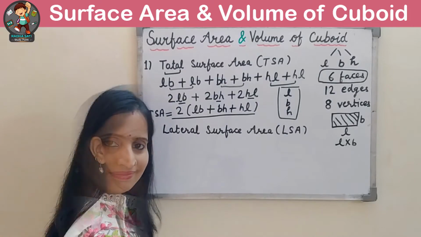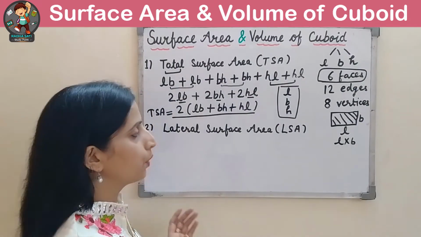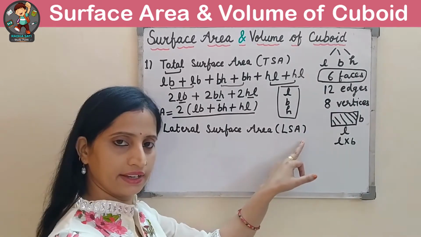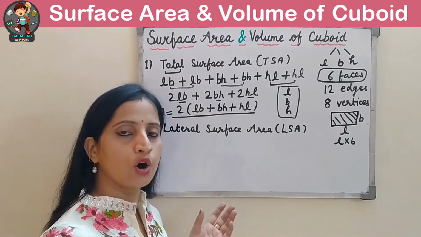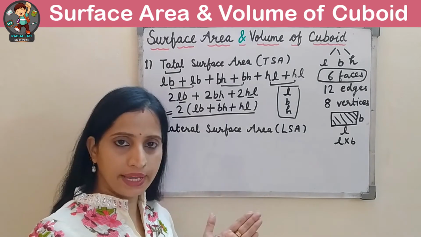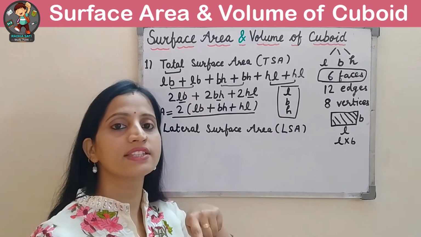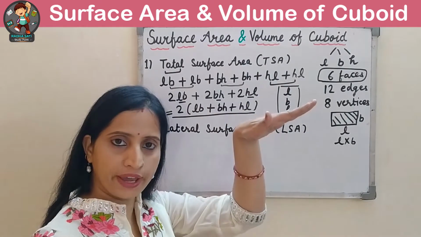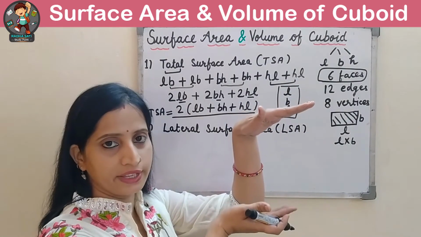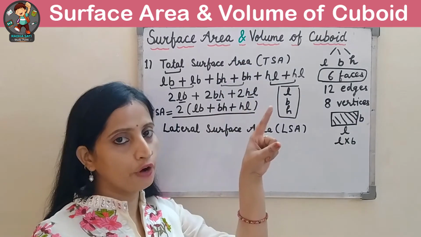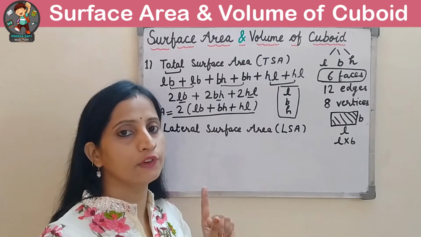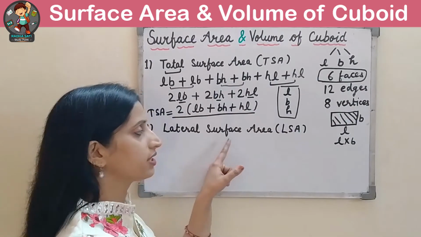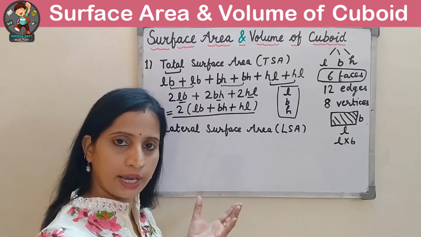Okay. Now let's talk about its lateral surface area, that is LSA. The lateral surface area of any 3D shape means the area of all the side faces, excluding the area of its top face and its bottom face. The area of the top face and the bottom face will not be included while finding the lateral surface area of any 3D shape.